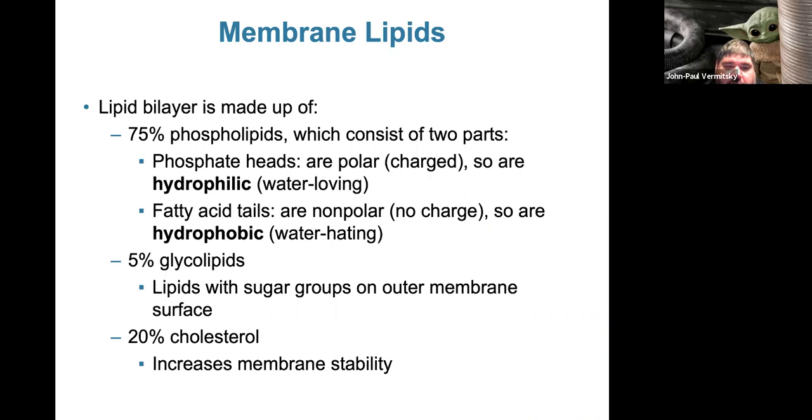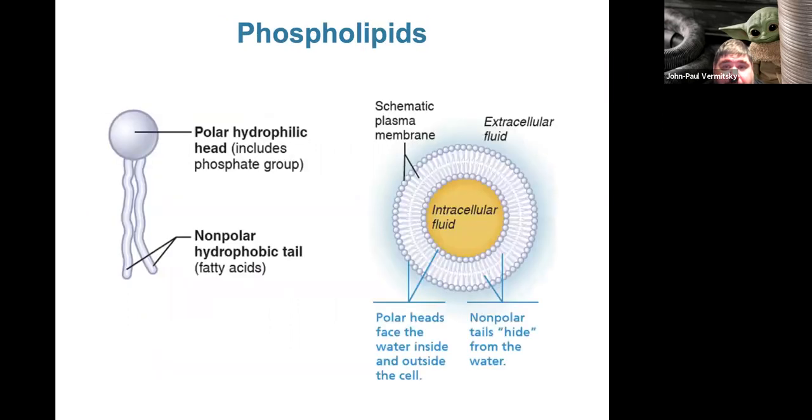5% is glycolipids. These are lipids with sugar groups on the outer membrane surface. And then 20% is cholesterol. This increases membrane stability. Cholesterol is essential for the plasma membrane.